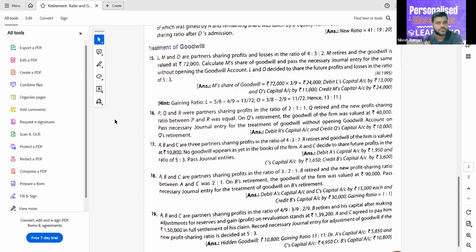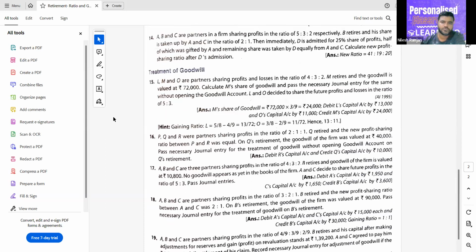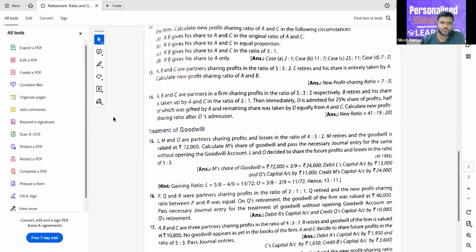A, B, and C are three partners sharing profits in the ratio of 4:3:2. B retires and goodwill of the firm is valued at ₹10,800. No goodwill appears as yet in the books of the firm. A and C decide to share future profits in the ratio of 5:3. So their old ratio was 4:3:2.